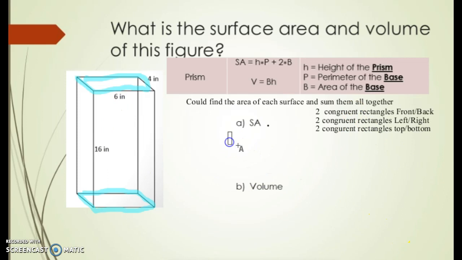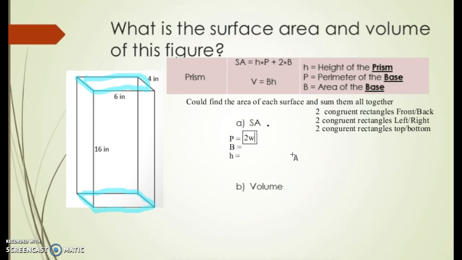I'm going to use the formula because that's what students usually tend to do because they have that formula available to them, and sometimes they struggle with it. So since it's a prism, I have to find the height of the prism. Well, first let's do the perimeter of the base, the area of the base, and then the height of the prism.